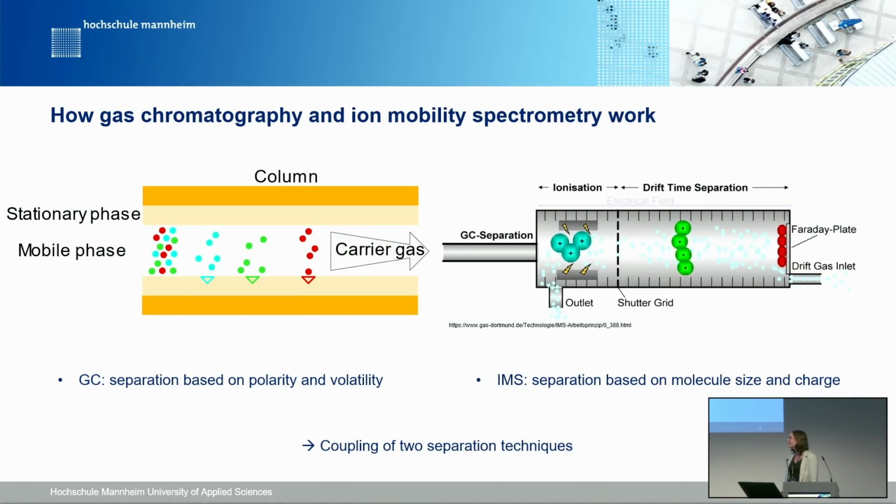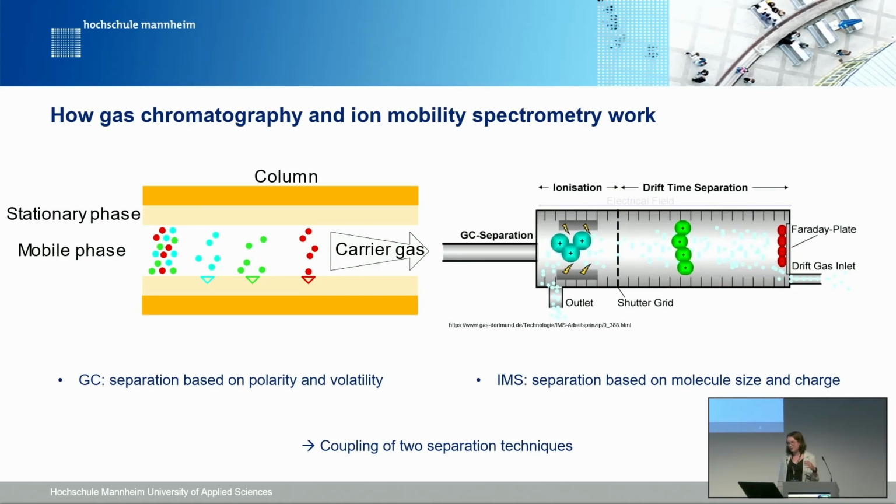Let's move from the left side to the right side, where you then can see the IMS. That is the detector that I've got at the end of my gas chromatograph. And there you can see that there is an ionization part in this cell, and there is a weak beta emitter that is ionizing the molecules that are coming from the gas chromatography column.